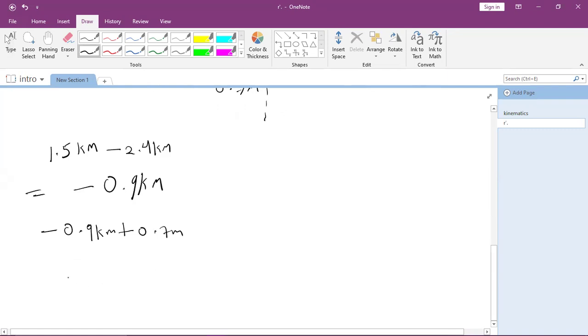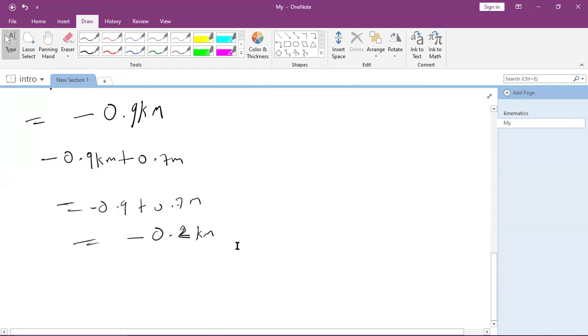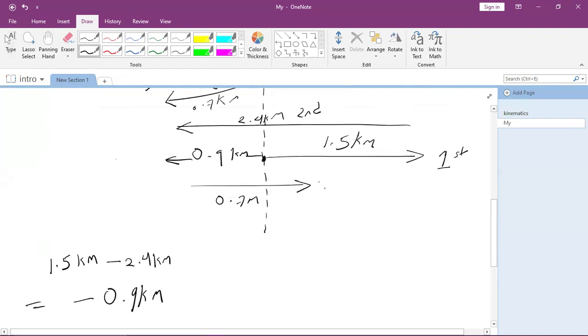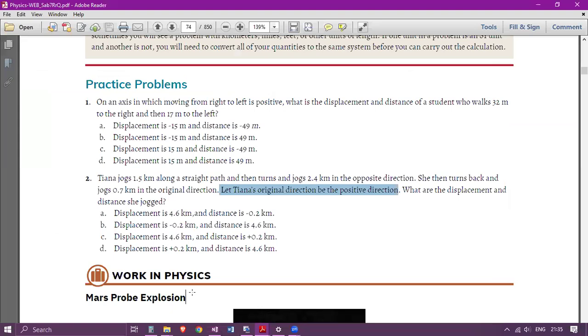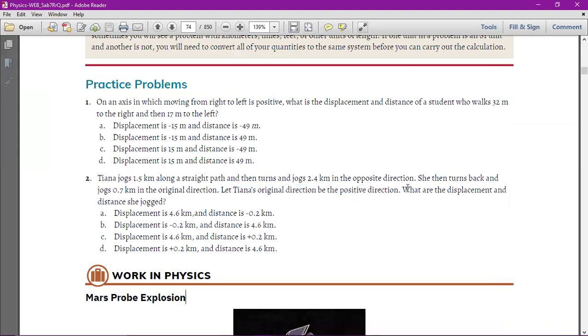That 0.9 plus 0.7 is what? This is minus rather. That'll be minus 0.2 kilometer. Now we're asked, all right, this is for the third movement. What is the question? We're asked what are the displacements and distance involved.